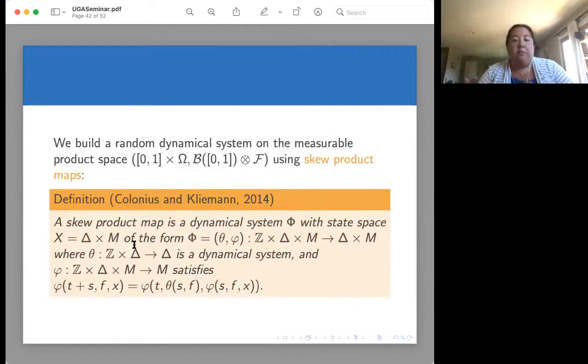So what I'm doing is I'm building a random dynamical system. Like I said, I now have a measurable product space, right? I have sigma algebras on this product. And I'm going to look at what's called a skew product map. So this here is the formal definition of the skew product map.